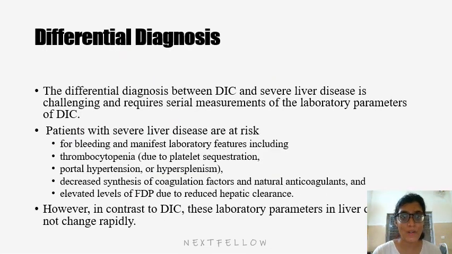The differential diagnosis between DIC and severe liver disease is challenging and requires serial parameters. Patients with severe liver disease are at increased risk for bleeding and manifest laboratory features including thrombocytopenia, portal hypertension, hypersplenism, decreased synthesis of coagulation factors and natural anticoagulants, and elevated levels of FDP due to reduced hepatic clearance. However, in contrast to DIC, these laboratory parameters in liver disease do not change.